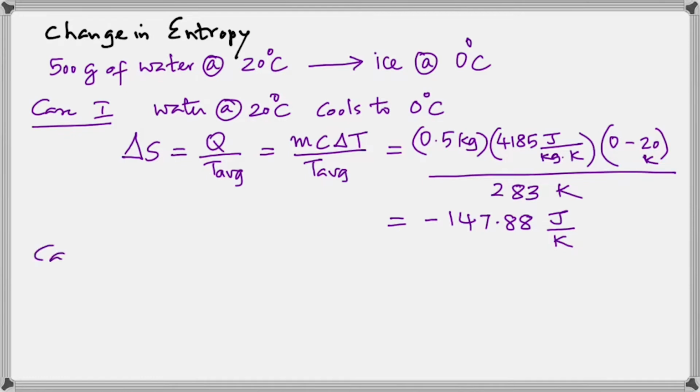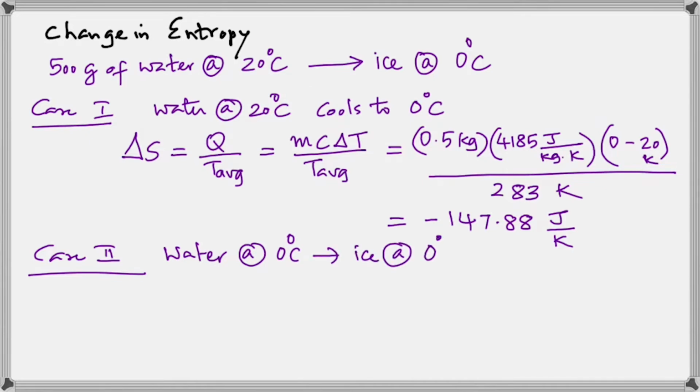Case 2. Now you're looking at water at 0 degrees Celsius changing into ice at 0 degrees Celsius. The formula for change in entropy in this case is, again, Q by T average. But Q is what? M times L. Could be plus or minus.